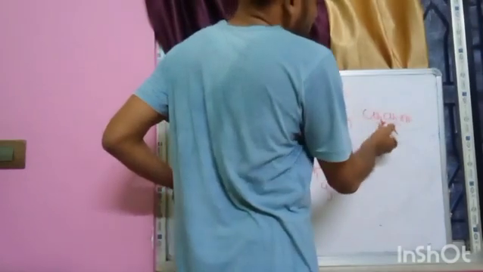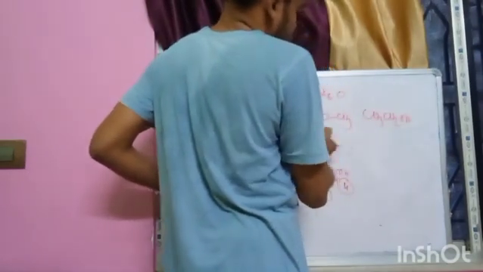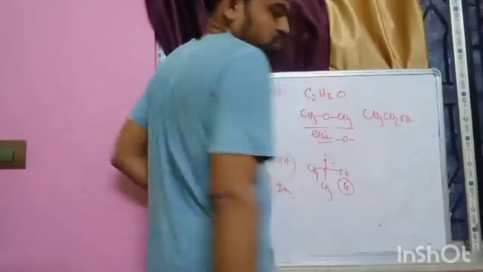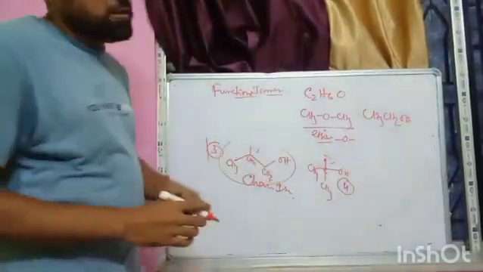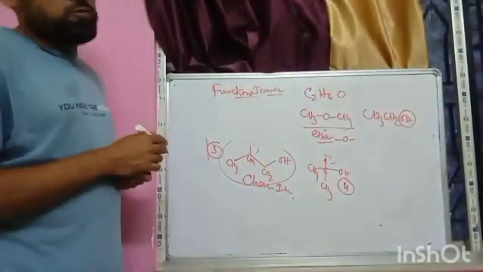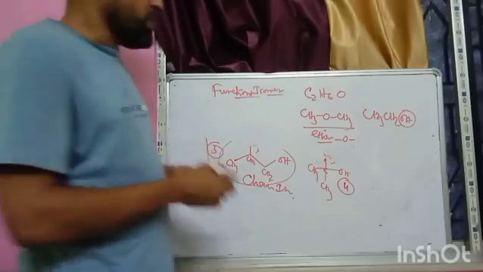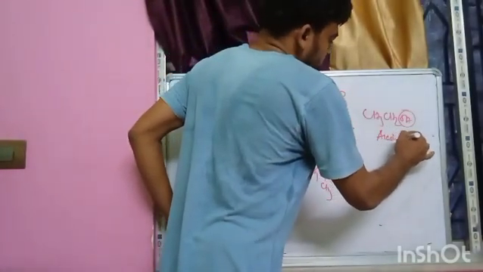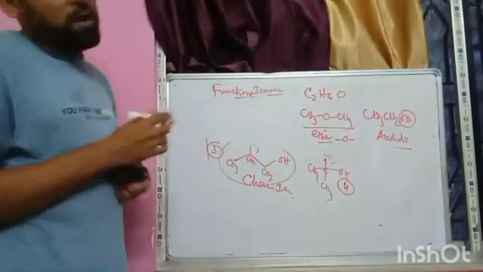Here the functional group, in CH3OCH3, is called the ether group. There is O present, meaning an ether group, and here an OH group is present. OH means an alcoholic group. So the functional groups are different. One is ether and another is alcoholic. So it is called functional group isomer.